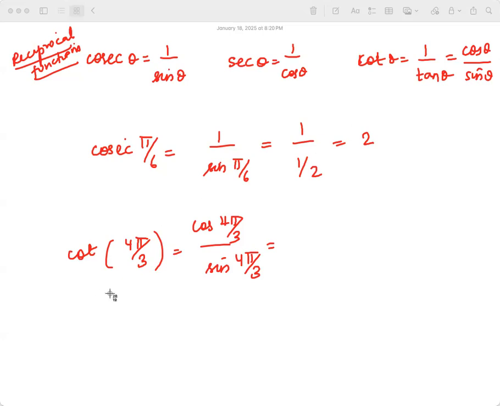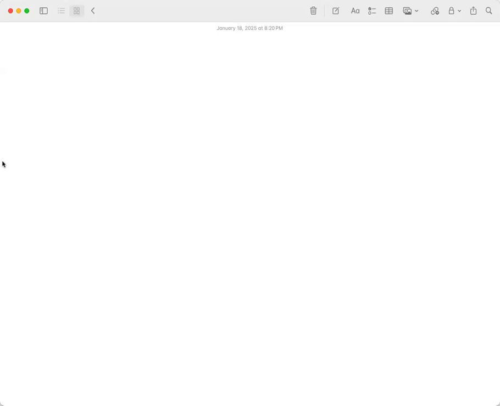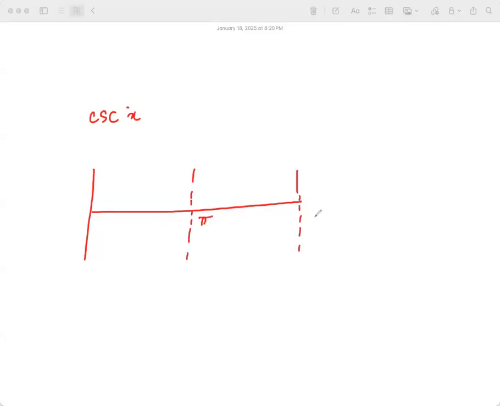For the cosecant graph, I'll just get the help of this graph. See, let me go ahead. So the answer was root 3 by 3. I'm going to plot cosecant x. How do you plot cosecant x? We know pi, 2 pi. The period was 2 pi for a sine graph, right? So the sine graph was like this.